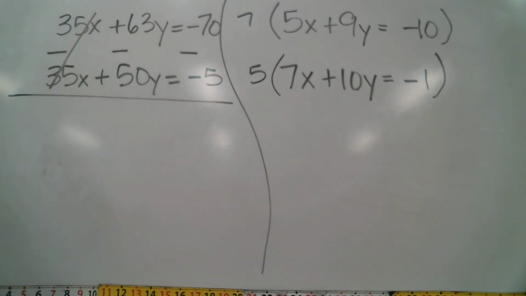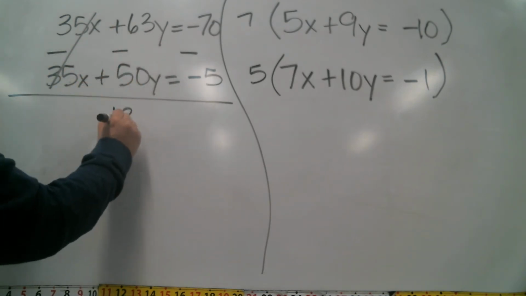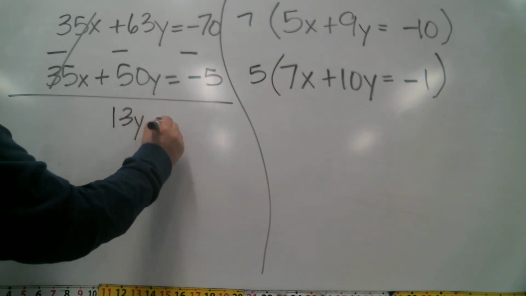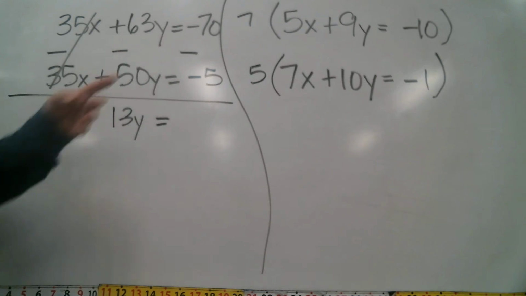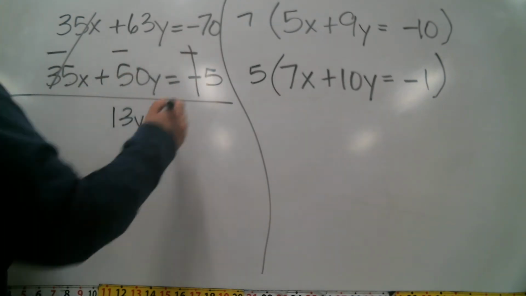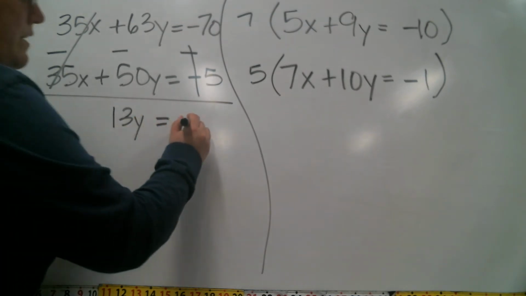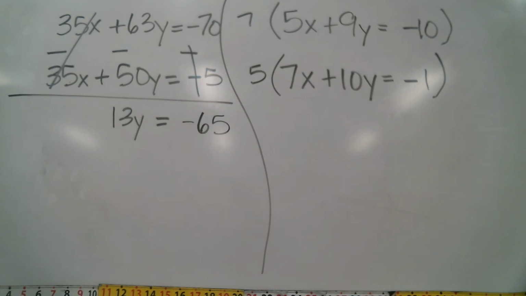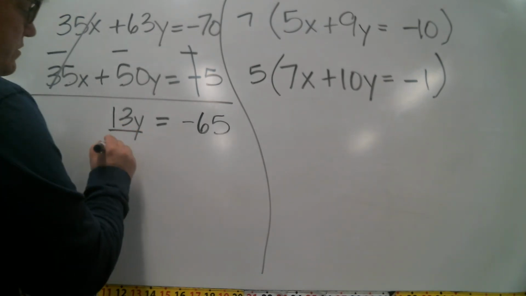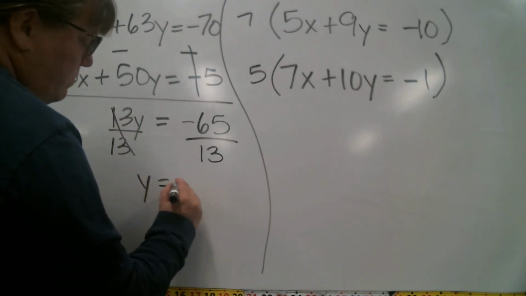35x minus 35x cancels out. 63y minus 50y would be what? 13y. And then here I have the double negative signs, which is going to change the operation to addition. So negative 70 plus 5 would be what? Negative 65. And when I divide by 13, I get what? Negative 5. So y equals negative 5.